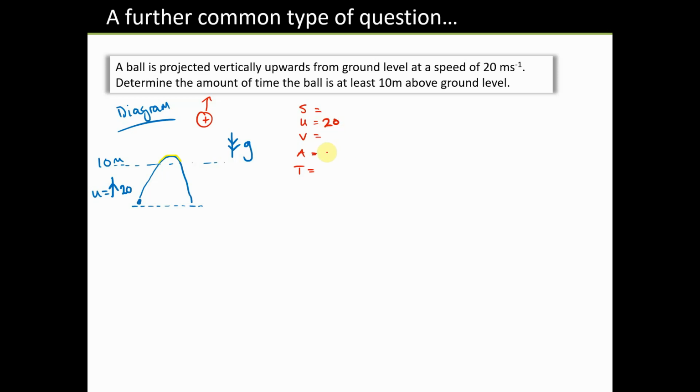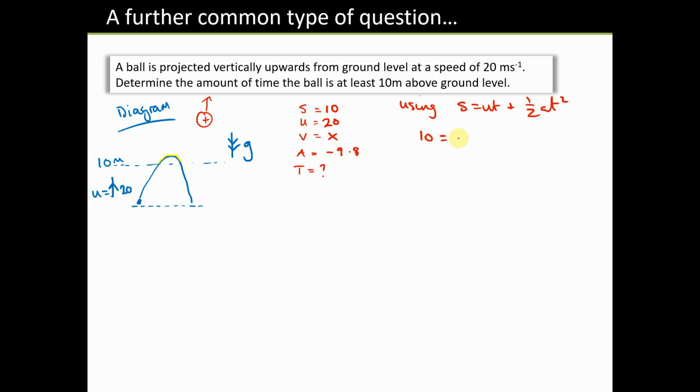So we know initial velocity of 20, gravity of minus 9.8. We're considering the amount of time, so we're going to want to find that. And 10 meters above the ground, so a displacement of 10. And we don't care about this. So we've got our values there. So using s equals ut plus half at squared seems a popular one with these questions.